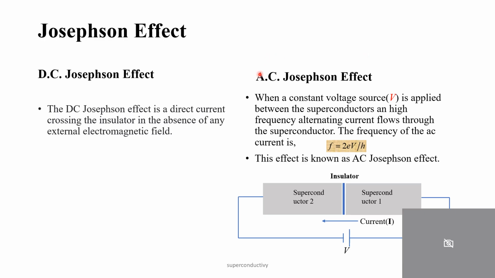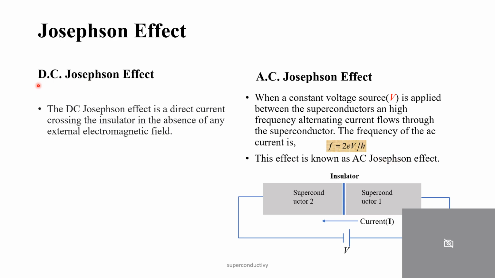But what is the AC Josephson effect? When we apply some voltage, here we applied some voltage V between the superconductors, and high frequency alternating current flows through the superconductor. The frequency of the AC current is ν = 2eV/h. V is the applied voltage, e is the electronic charge, and h is the Planck constant. This effect is known as AC Josephson effect.